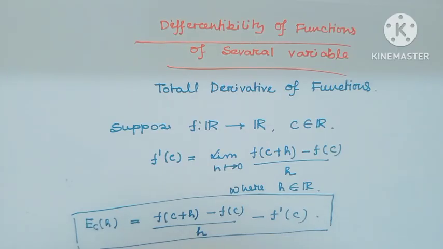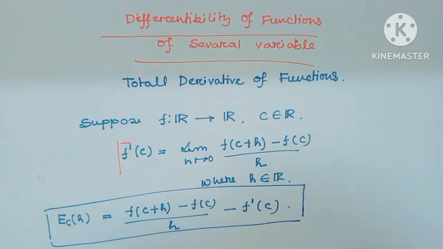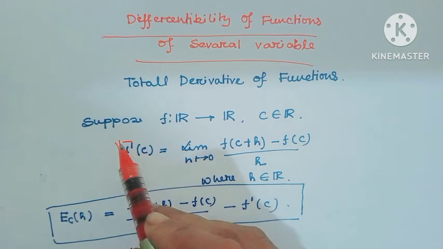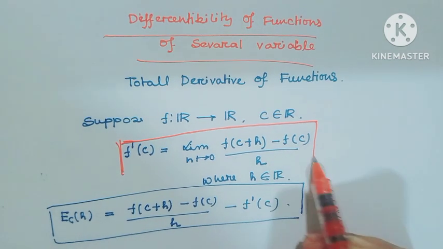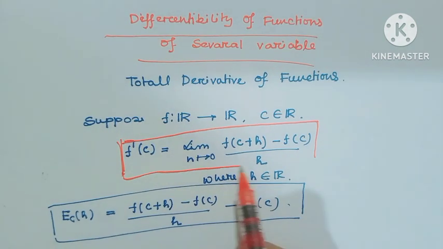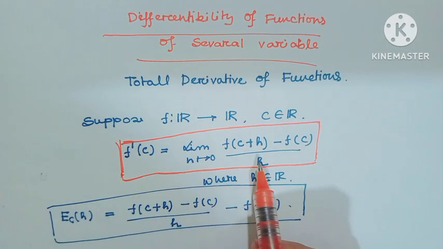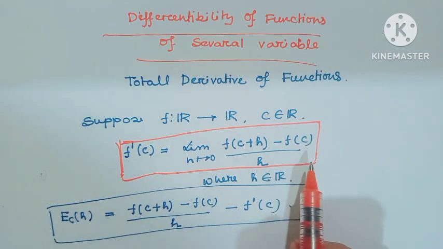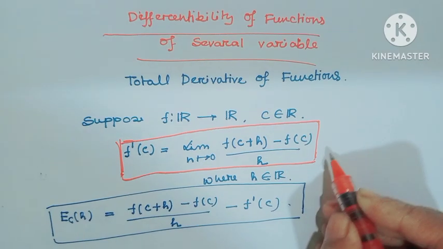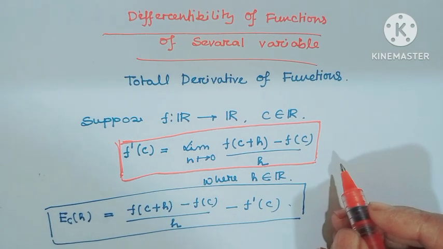Okay, let's see the first question. Today at first I will see differentiability of functions of several variables, total derivative. In a function defined from real line to real line, all of us know the derivative: if C is an interior point of the real line, the derivative at the point C is f prime C equal to limit h tends to 0 of f of C plus h minus f of C divided by h, where h belongs to R.